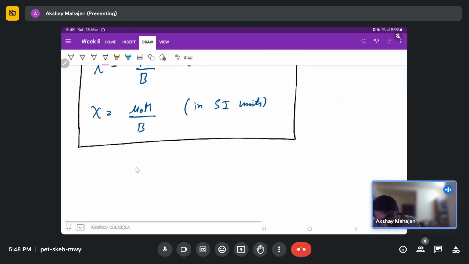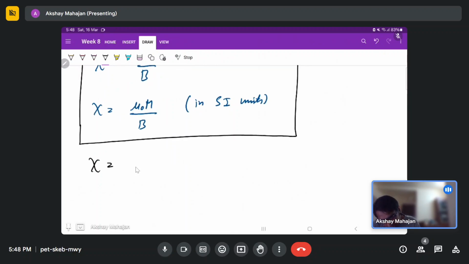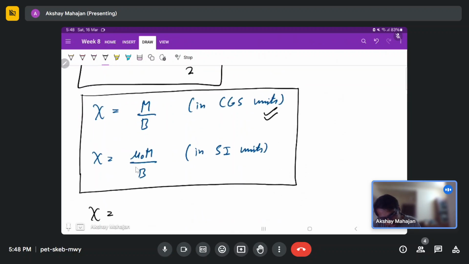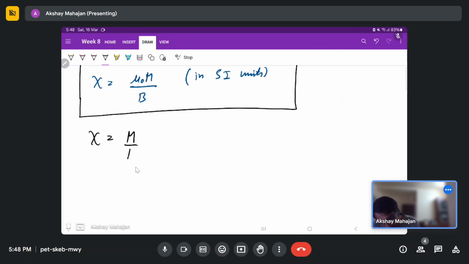Now we have to find the susceptibility. So we are going to use this CGS unit formula. We are just using capital M by B now. So that will be equal to, let's say this is per unit volume, so let me just write it as small n only. n mu by capital B, where this n is the total number of magnetic moments.